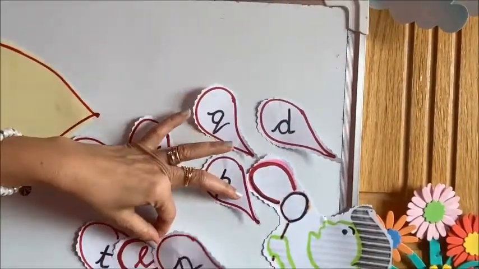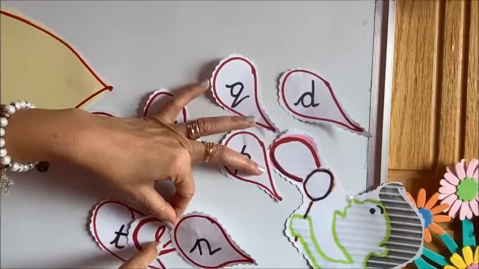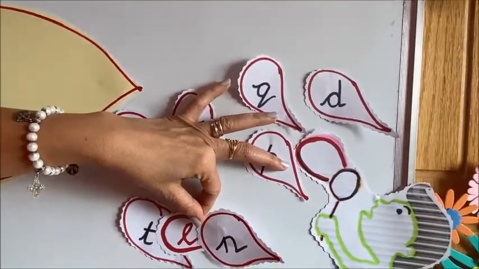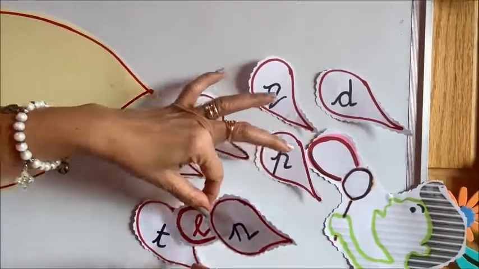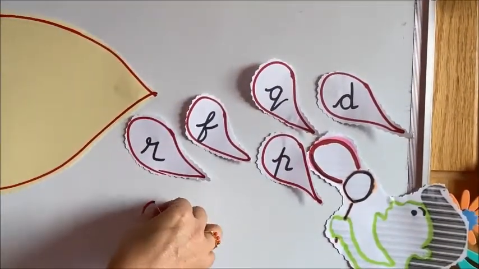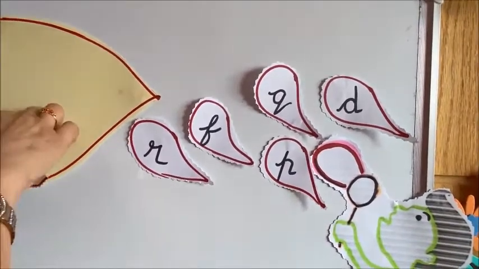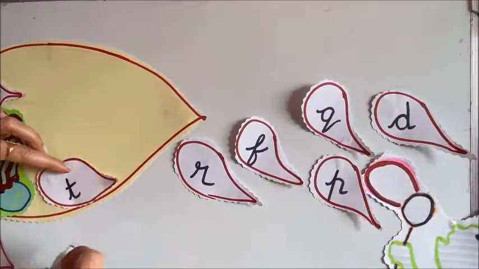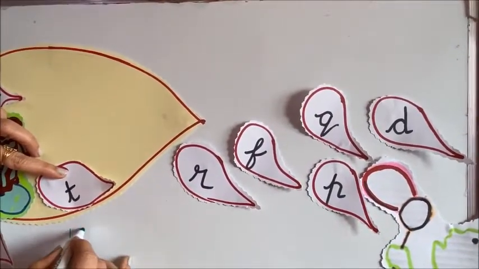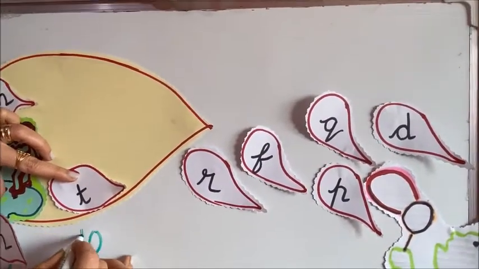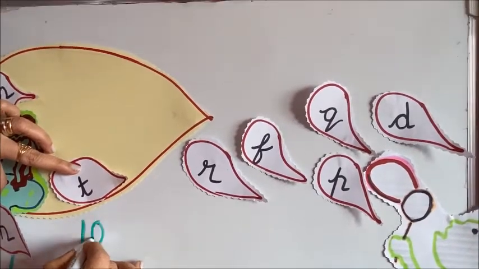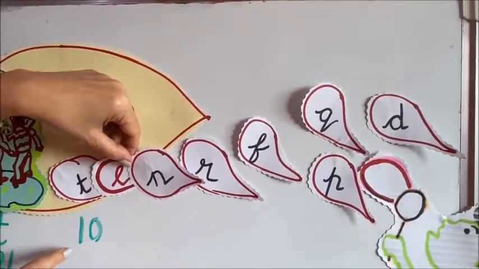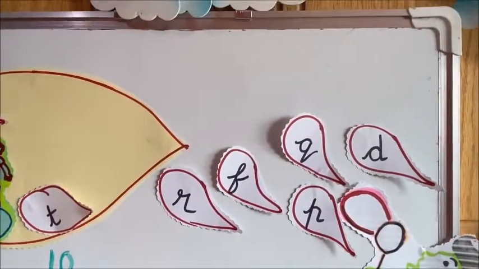T. What is T-E-N, children? Yes, it is ten, isn't it? So it is a sensible word. So ten it will take. And I don't have a picture, so I will write the number here. This is ten. When you put T-E-N together, it gives the word ten.